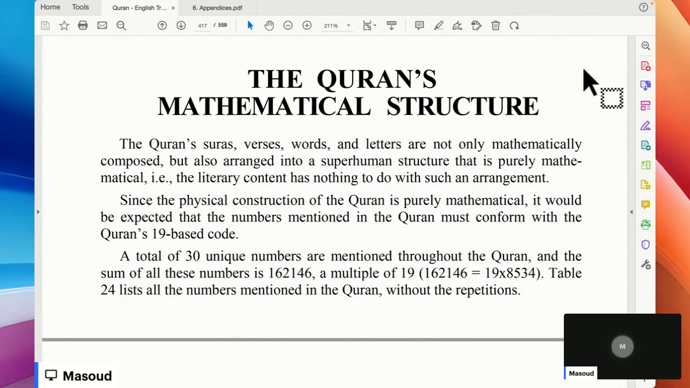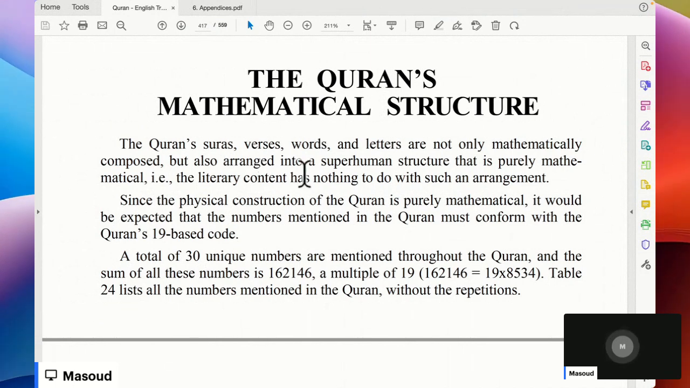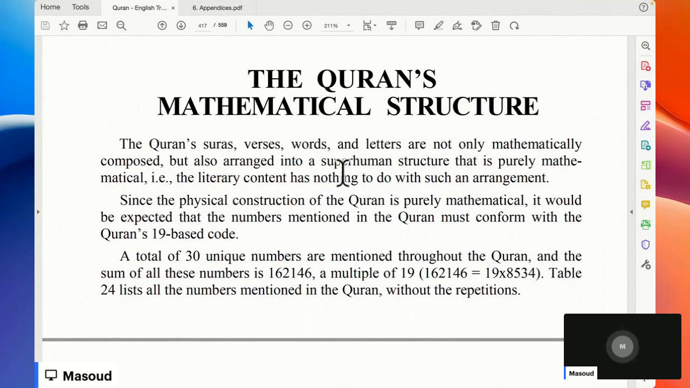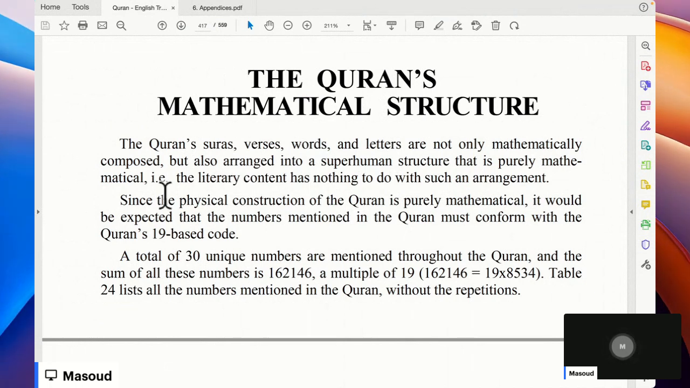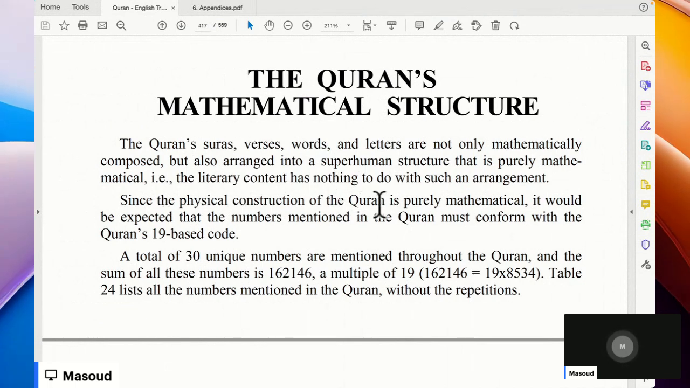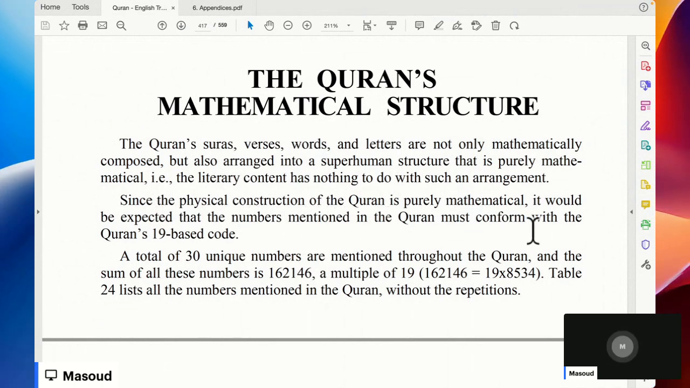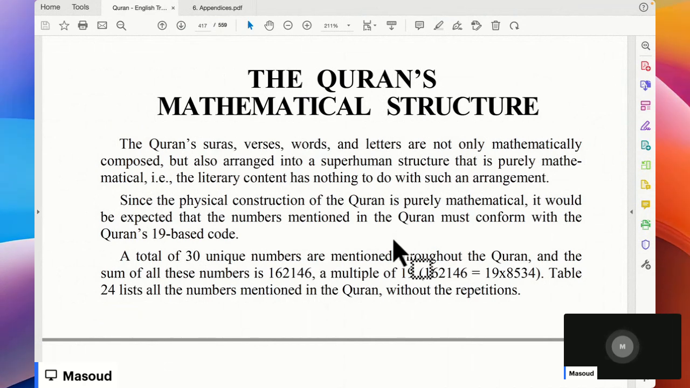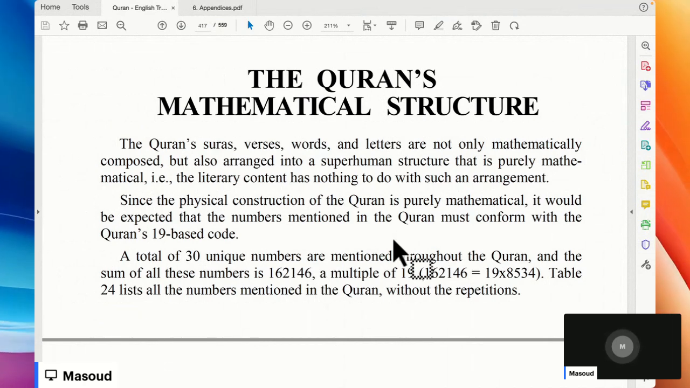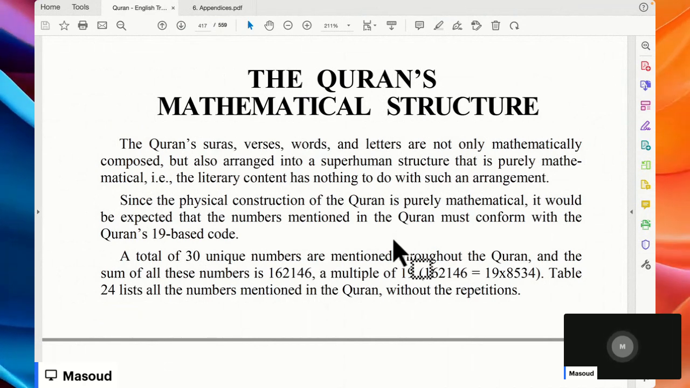It says the Quran's surahs, verses, words, and letters are not only mathematically composed, but also arranged in a superhuman structure that is purely mathematical. That is, the literary content has nothing to do with such an arrangement. Since the physical construction of the Quran is purely mathematical, it would be expected that the numbers mentioned in the Quran must conform with the Quran's 19 base code.